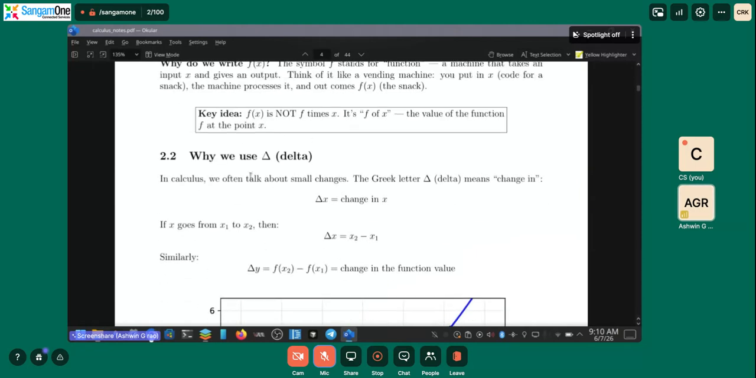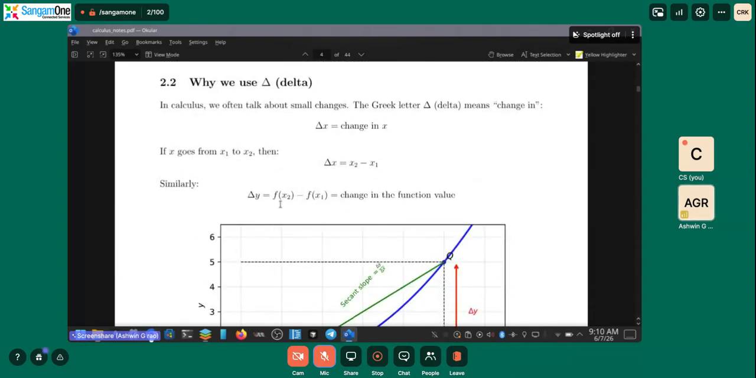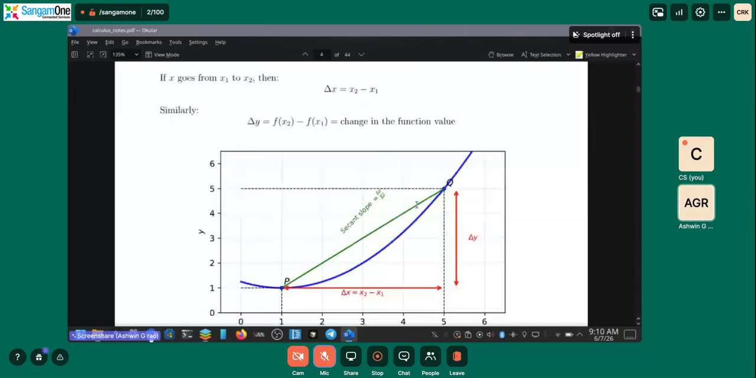Why do we use delta as change? In calculus, we often talk about small changes. The Greek letter delta means change. Delta x is the change in x. If x goes from x1 to x2, then delta x is equal to x2 minus x1. That difference is called delta x. Similarly, delta y is equal to f of x2 minus f of x1, the change in the function value.